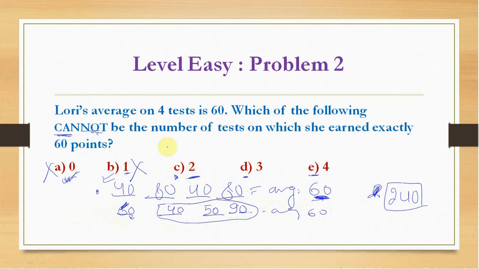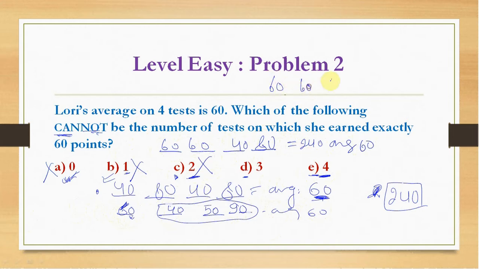Now let us try about 2. She can obtain 60 on 2 tests, and 40 and 80 on the third and fourth tests, and the resulting total will be 240 and the average will be 60. So she can obtain 60 on 2 tests. So this is not again our answer. Now she can obtain 60 on each of the 4 tests and the average will be 60. Now the only possibility is 3.